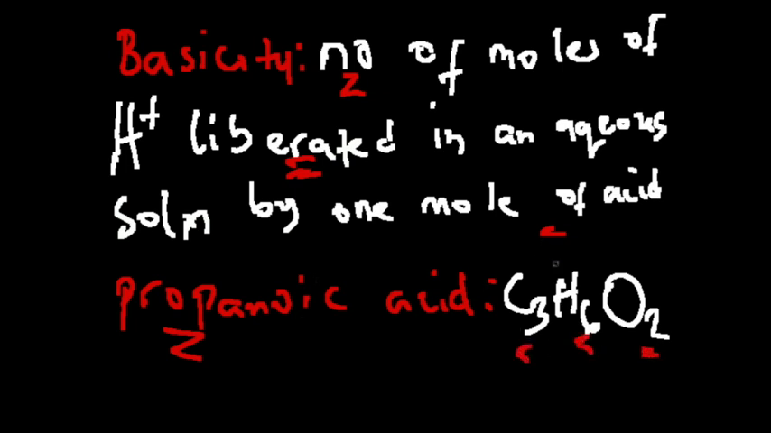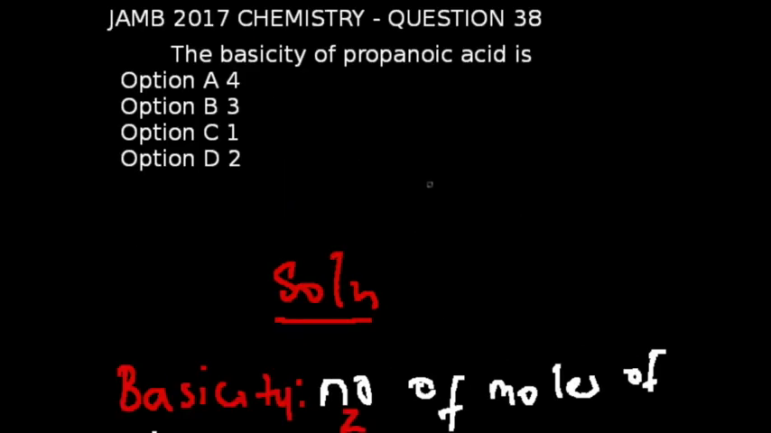C3H6O2, we can deduce from the molecular formula that the number of moles of hydrogen ions that can be liberated in an aqueous solution by 1 mole of propanoic acid is simply 1. So if we go back to our options, the answer here is simply option C, which is 1.